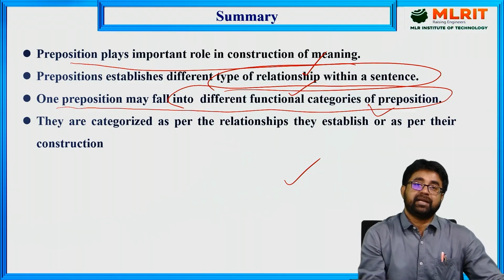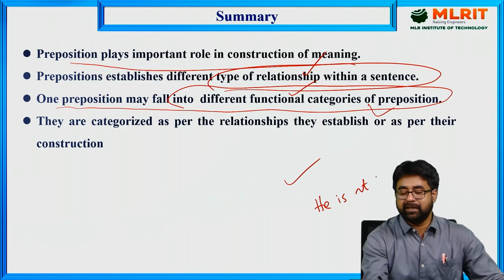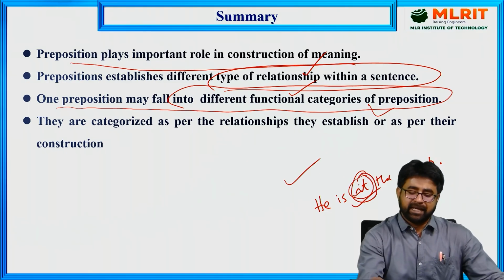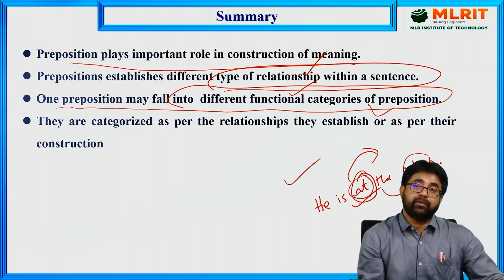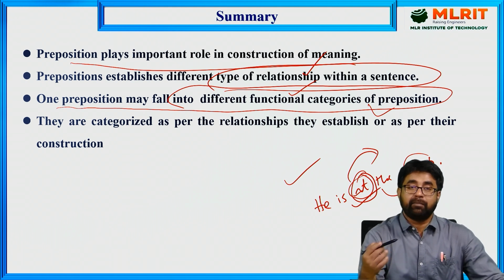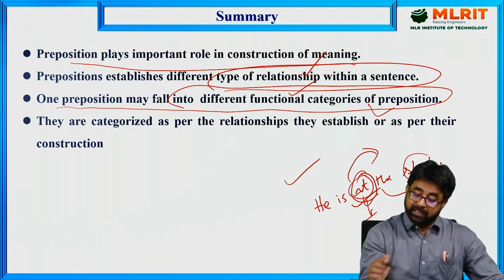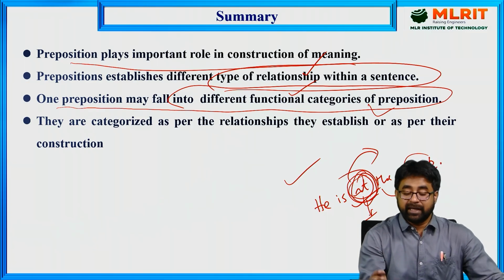The same preposition can be used in both. Like you see, he is at the shop, let's say, if I say that. Here, at is working as a preposition of what? Place. But the same at you can use as a preposition of time also. He will come at 8 o'clock. You see, the same at I am using, but in that particular sentence the at is working as a preposition of what? Time. So the same preposition at can be used in multiple categories.